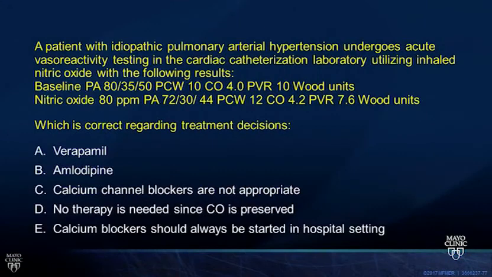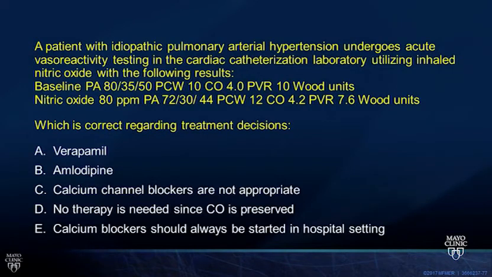All right, last one. There's actually a number of questions about the caths, so let's go over this question. A patient with idiopathic pulmonary arterial hypertension undergoes acute vasoreactive testing in the cath lab. The baseline mean PA was 50, the wedge was 10, the cardiac output was 4, and by Sudir's equation for the calculation of resistance, it was 10 Wood units. And you should be able to calculate that.